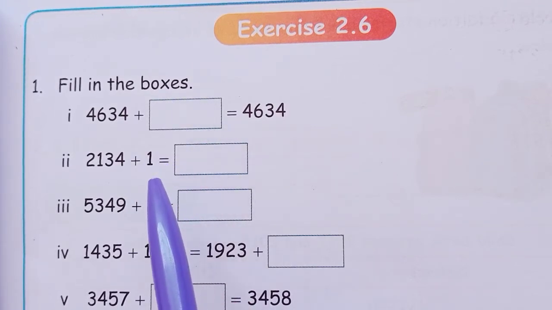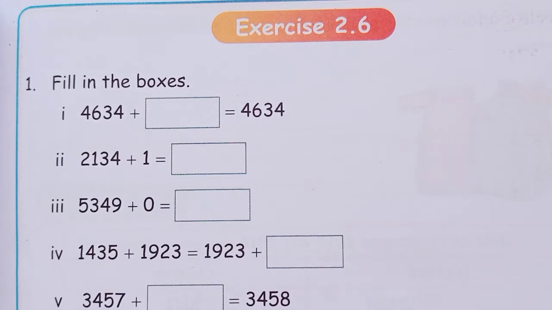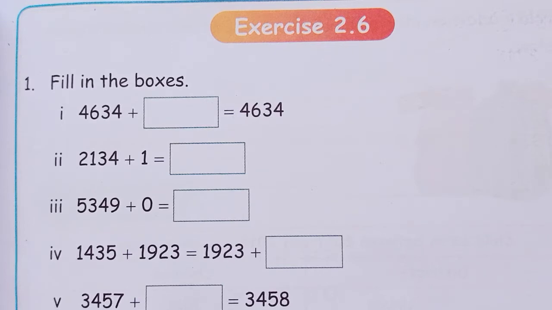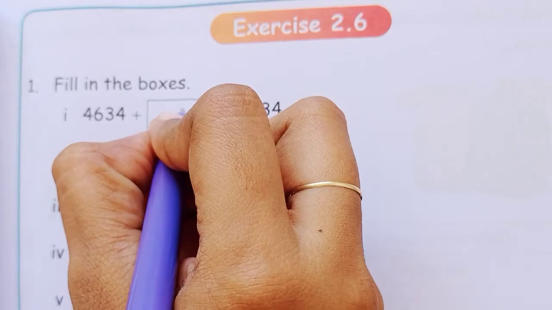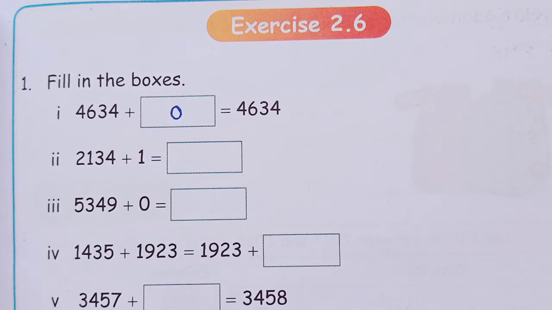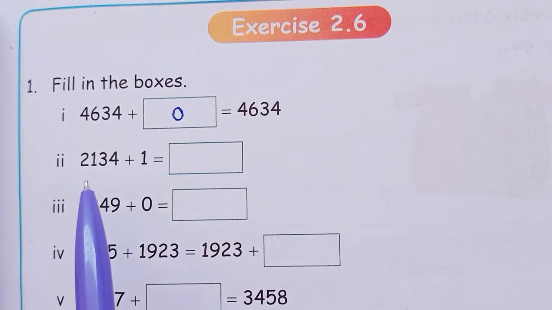When 0 is added to a number, it gives the same sum as the number. Yes, already we have studied this property. So the answer is 0. 4634 plus 0 is equal to 4634. Okay, then see the next one.